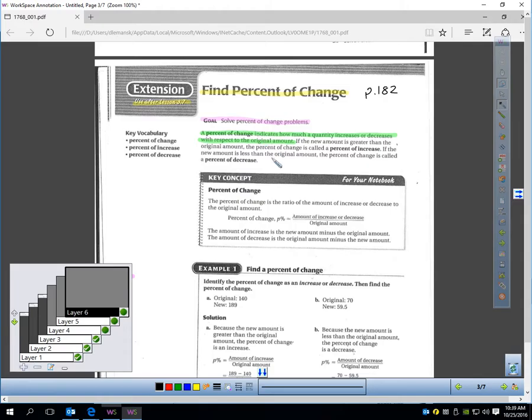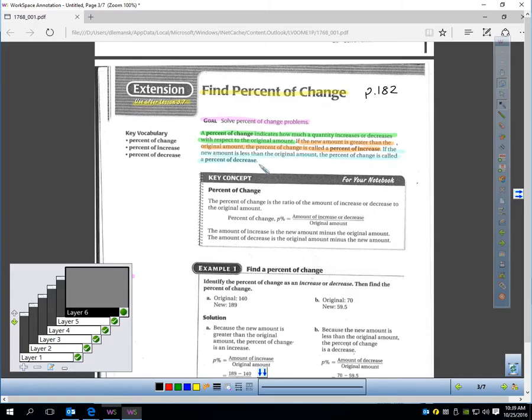When we say percent of change, that means how much a quantity increases or decreases with respect to the original amount. That's what percent of change means. I would get that in your notes. If the new amount is greater than the original amount, the percent of change is called a percent increase. So, if the price of blue jeans goes from $40 up to $45, that would be a percent of increase. The price rose.